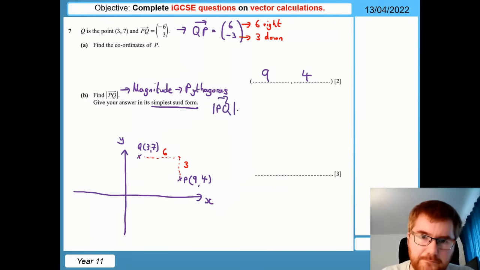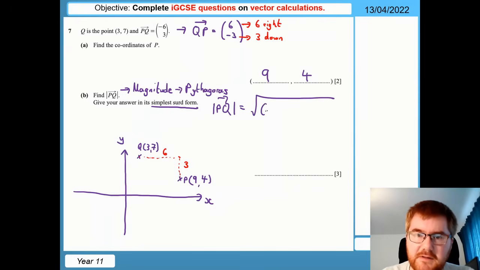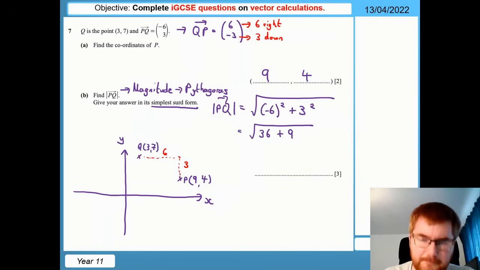So PQ, or the magnitude of it, we're going to use Pythagoras. Remember, the minus 6 needs to go in brackets. It's really important. So we're going to use that Pythagoras process. And then let's work this out. So minus 6 squared is equal to 36. 3 squared is equal to 9. That gives us then the square root of 45.